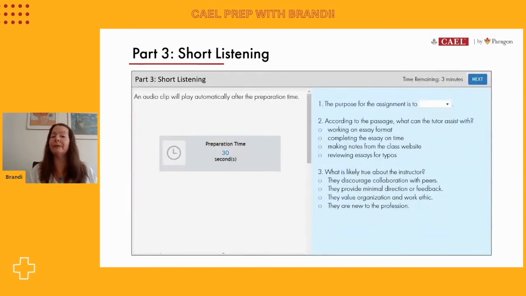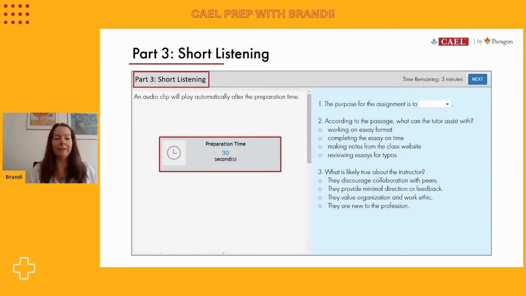So let's have a look at what the screen will look like when you sit down to write your CAEL test. So we know right now that we're doing the short listening passage, because the computer tells us so right up here. It says part 3, short listening. That preparation time clock is right here on the left side of your screen. And as soon as you come to the beginning of this test, it's going to start counting backwards from those 30 seconds. So in that preview time, this is where you'll move over then to the right-hand side of the screen. And you're going to use this time to read over the question and answer choices, again, so that you know what to listen for shortly.